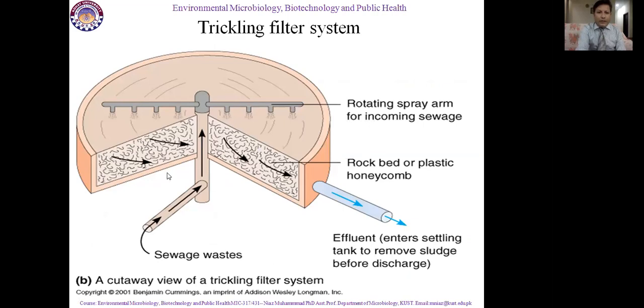So we can see over here. Please see, this is a pipe. Sewage water enters through it and is transported to the upper side, where a pipe having pores is present, and it has the ability to rotate. It will rotate like this, and it will spread the incoming sewage on the surface of this area.